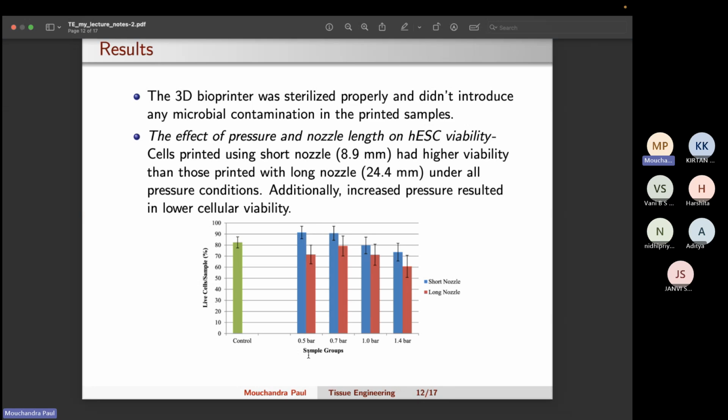All right. So now we will discuss the results that they have obtained in doing whatever I discussed. The first thing that they reported is that their 3D bioprinter was able to maintain sterile conditions, because whatever samples they printed using the machine, no microbial growth was seen in them. And they observed it for at least 3 weeks, like 21 days.